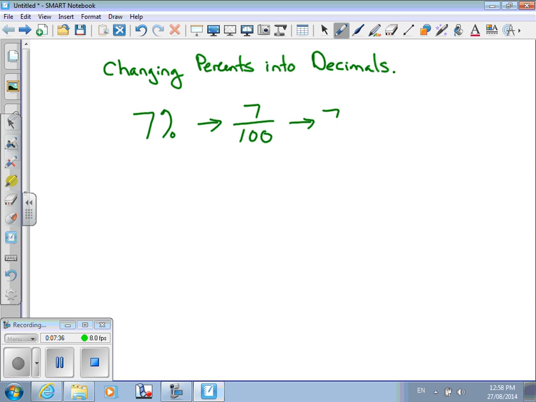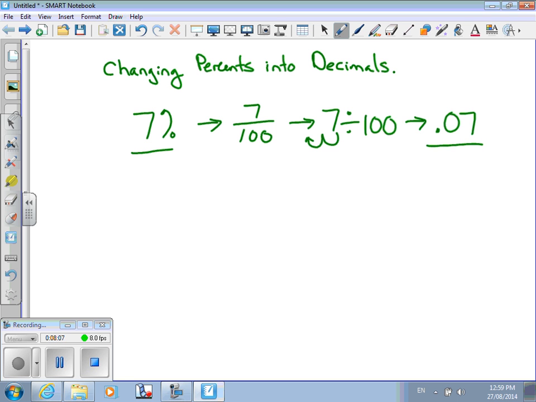7 divided by 100. And using our shortcut method, if the decimal's here on the whole number, we'd move it over 2 spots, and we would end up with decimal 0.07. So 7% can be represented as decimal 0.07.